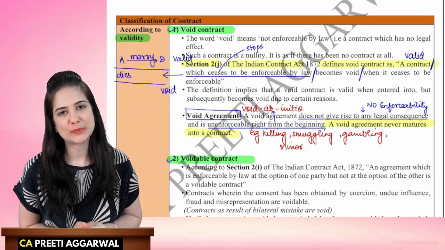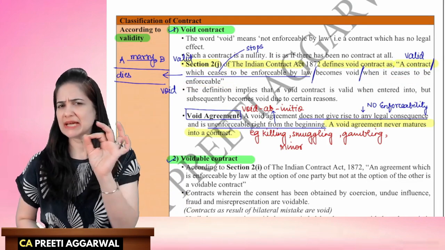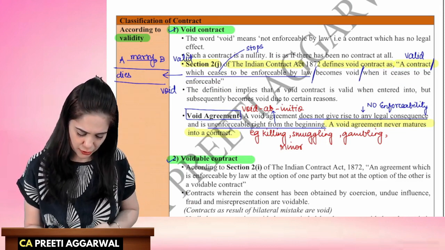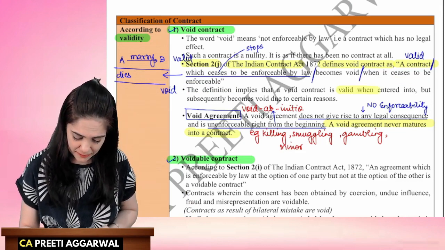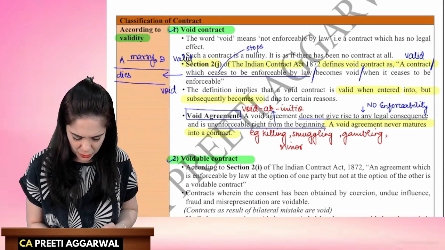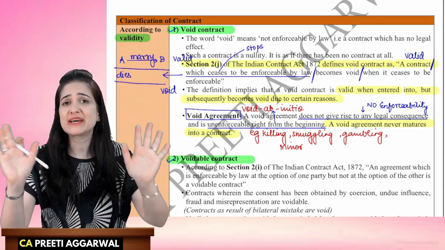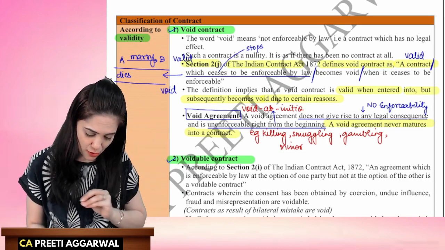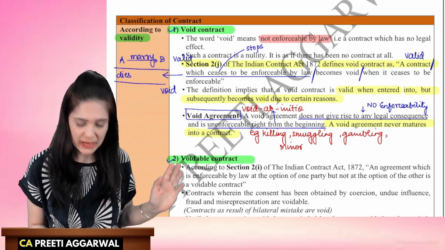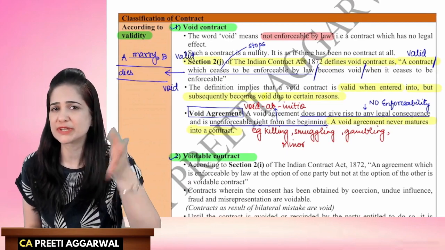When it ceases to be enforceable. So can I say void contracts are those contracts which are valid when entered, but later on, due to certain circumstances, they become void? Once they are void, it means they are not enforceable by law. So can I say void is the opposite of valid?